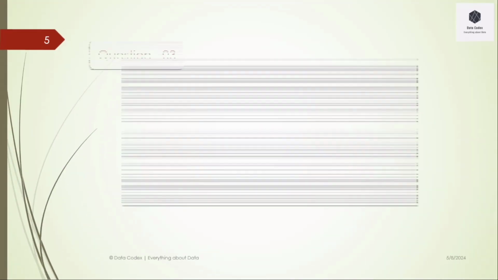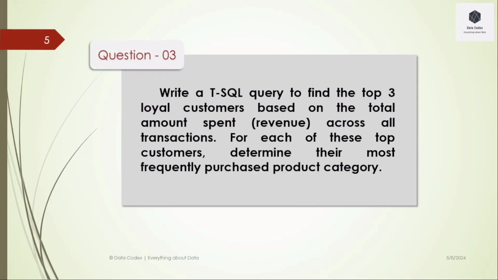Then the third question is to write a SQL query to find the top loyal customers based on the total amount spent by them. We need to find the top 3 loyal customers for the sales transactions that have happened. Along with the customers we need to display the preferred item that the customer has bought many times. So we are going to calculate the top 3 customers along with their preferred products.